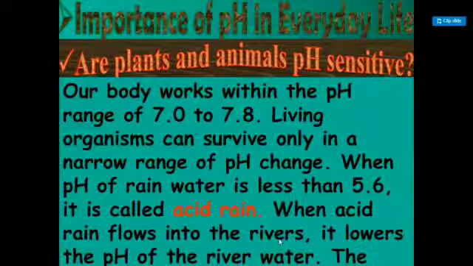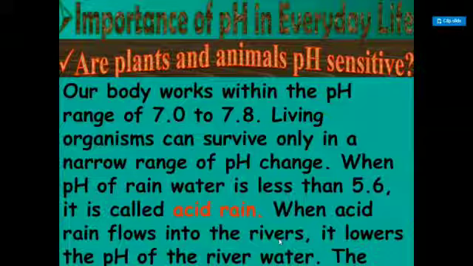What is the importance of pH in our everyday life? Is there any importance? So the question is, are plants and animals pH sensitive? Yes. Our body works within the pH range of 7.0 to 7.8. Living organisms can survive only in a narrow range of pH change. When the pH of rainwater is less than 5.6, it is called acid rain.